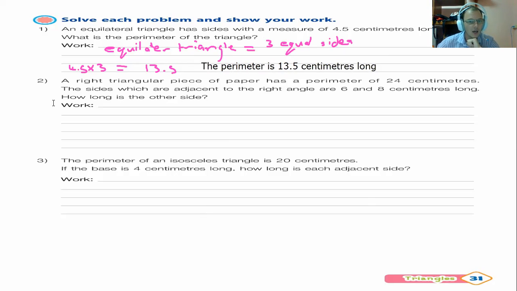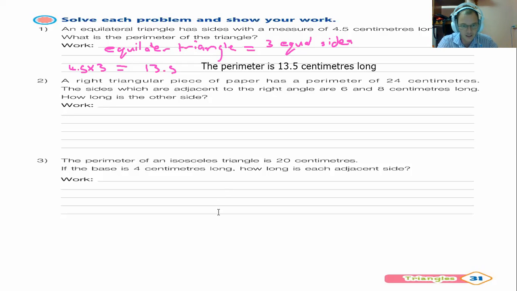Number 2, a right triangular piece of paper has a perimeter of 24 centimeters. The sides which are adjacent to the right angle are 6 and 8 centimeters long. How long is the other side?